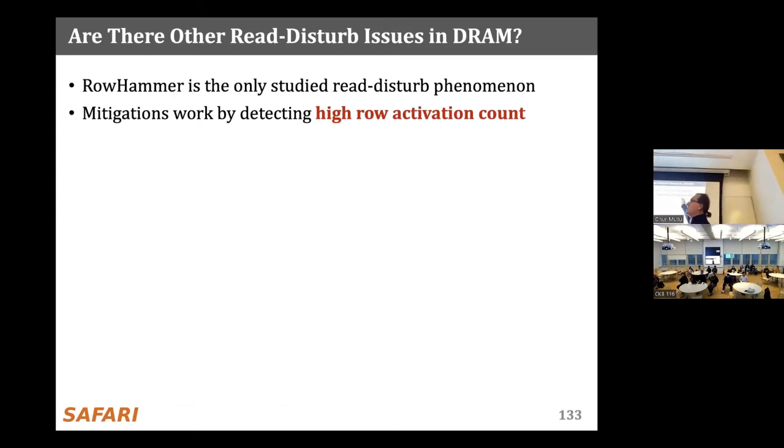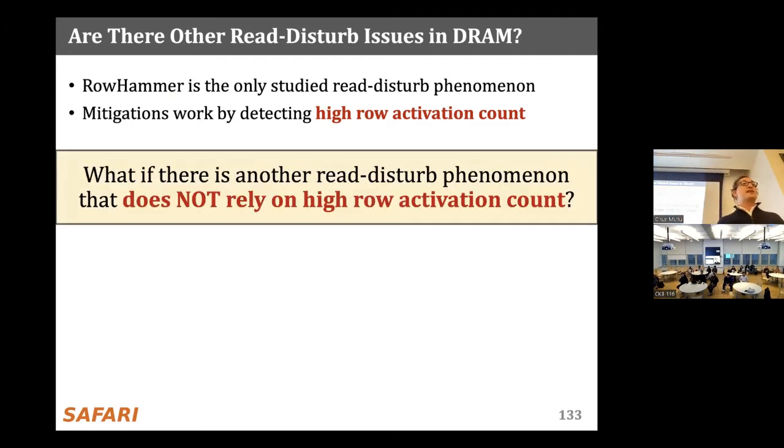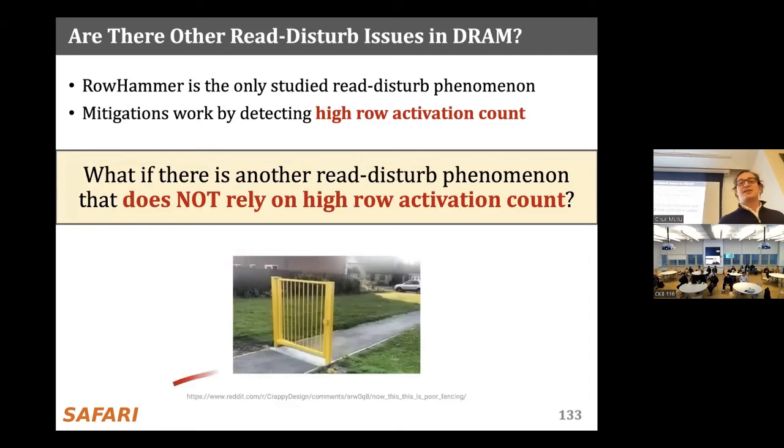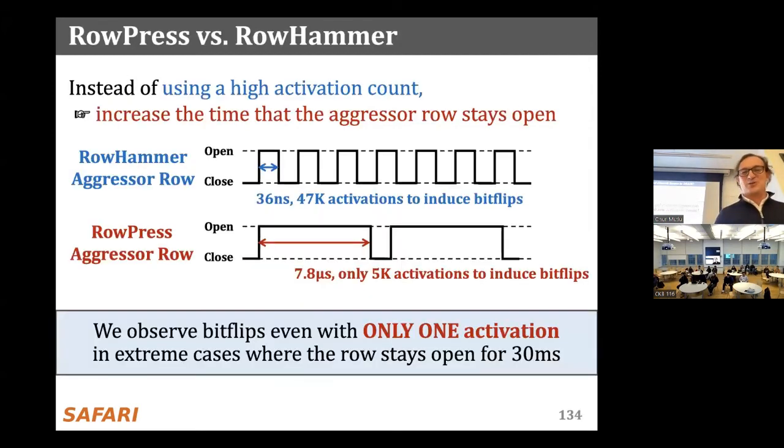Basically, RowHammer mitigations, almost all of them work by detecting high row activation count. Now, what if there was another phenomenon that doesn't require this high activation count? So basically, you built a defense that looked like this, and someone basically bypasses the defense. This is because you built it assuming this is the high row activation count, right? Somebody goes over the low activation count over there. I think we need to be careful about this sort of effect in our systems going into the future.